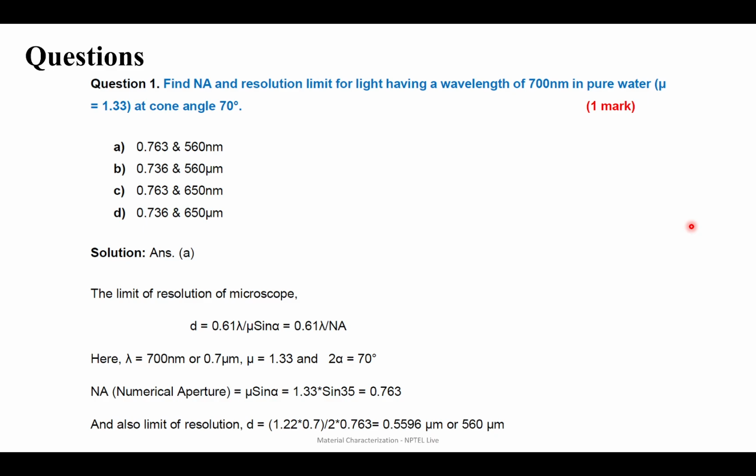That is correct. The answer is A. So the numerical aperture is calculated as mu sine alpha. So cone angle is 2 alpha, that is 70 degrees, so alpha would be 35 degrees. So NA can be calculated as mu sine alpha, that is 1.33 into sine 35 degrees, which comes out to be 0.763.